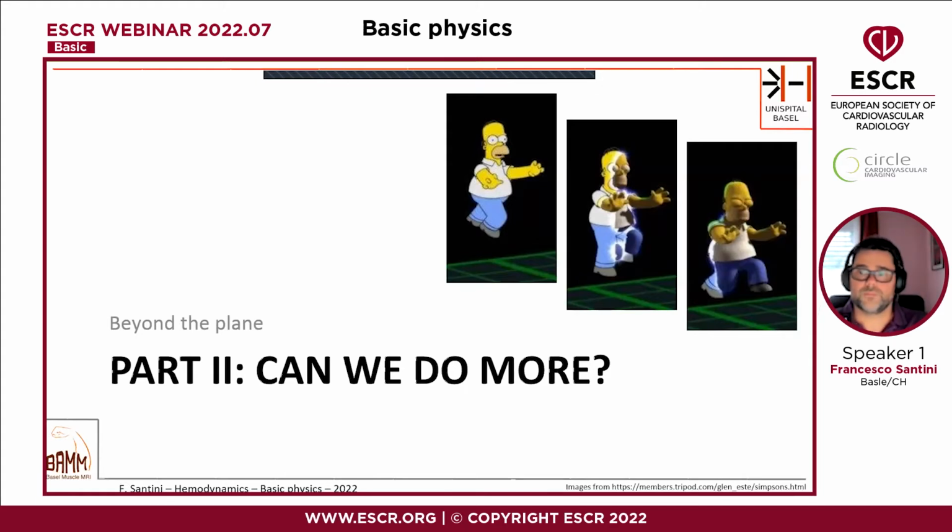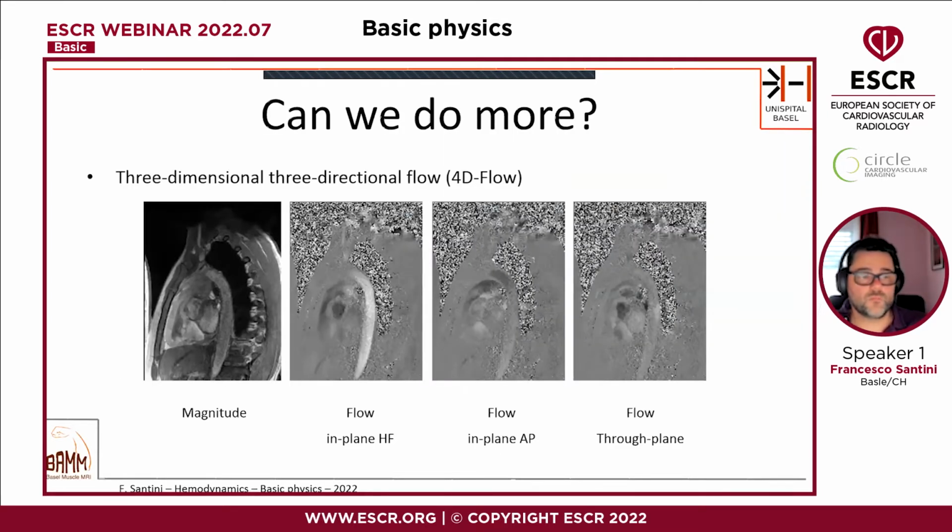But can we do more? I just said that we are doing a single slice 2D acquisition with through plane velocity encoding. We are not limited to that. With MRI, we can do 3D acquisitions. And of course, we can also encode velocity in an arbitrary direction. In this case, by adding gradients in different directions, one after the other, we can have a depiction of the velocity in the two in-plane components and the through-plane component.